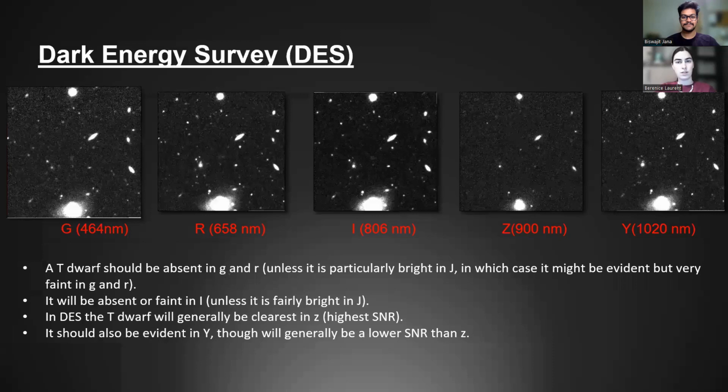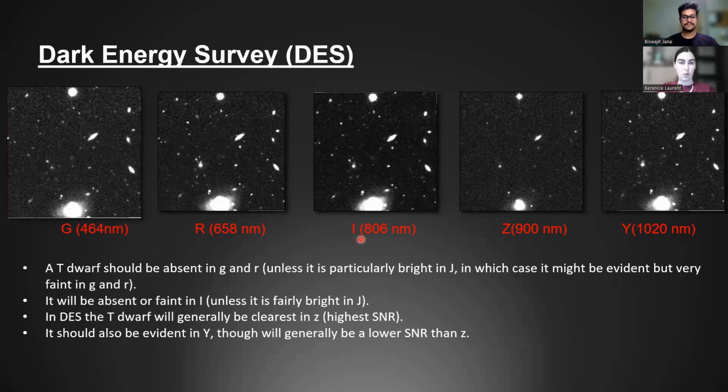Next, single images and stacked images from the Dark Energy Survey in the G, R, I, Z, and Y bands were downloaded from Astro Data Lab. The brown dwarf object is expected to be visible in Z and Y, which correspond to the infrared wavelengths. They're very faint or not visible in I, which corresponds to near infrared, and not at all visible in G and R, which correspond to green and red visible wavelengths. If an object was still visible in G and R, it's more likely to be a star and would be discarded.